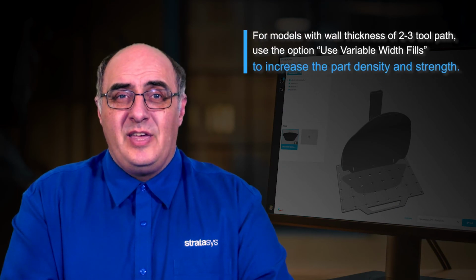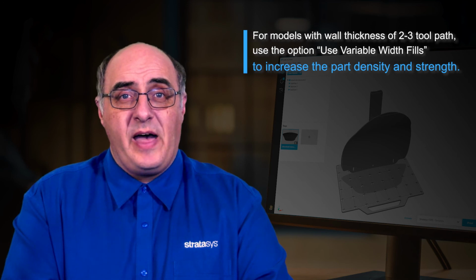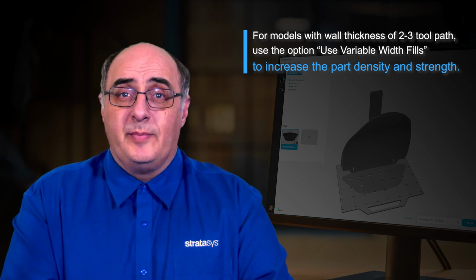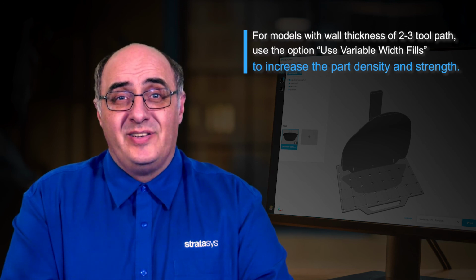To review, if you have models with wall thicknesses that are between 2 and 3 contours or toolpaths in thickness, consider using the Variable with Fill option to increase the part density and create a stronger model part.